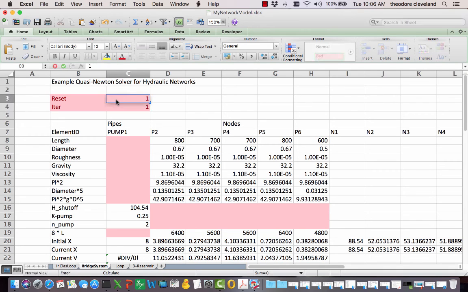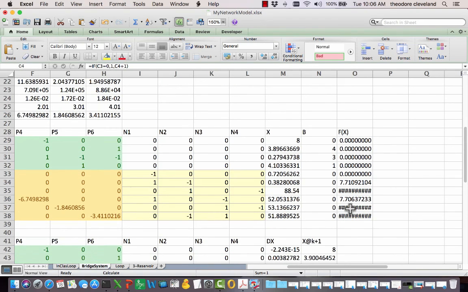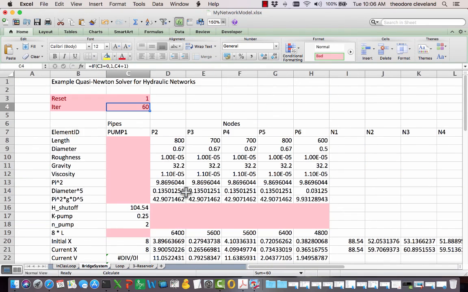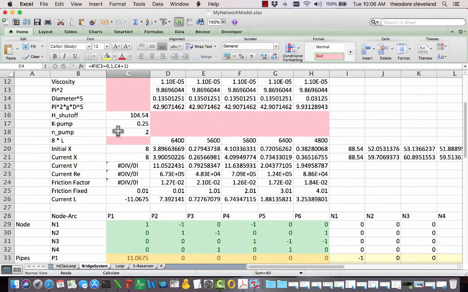And now when I run the simulation, it's not going to be very interesting because I'm pretty sure I'm not quite at 0 yet. Done. That was 60 iterations, and we now have the flow and the pressures in the system. Okay, that concludes this episode, lesson number 7.